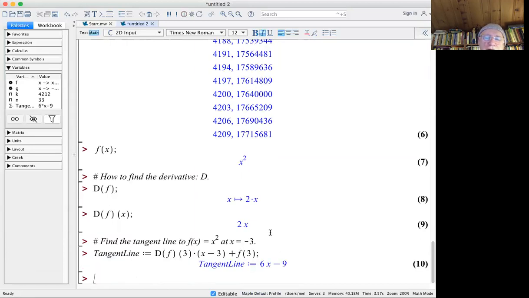So this is the tangent line, 6x minus 9. The way we found it was to use the point slope formula for a line. Suppose I want to plot the parabola and the tangent line together. I would say plot, and then together f of x and the tangent line.